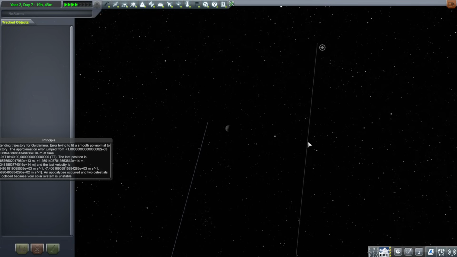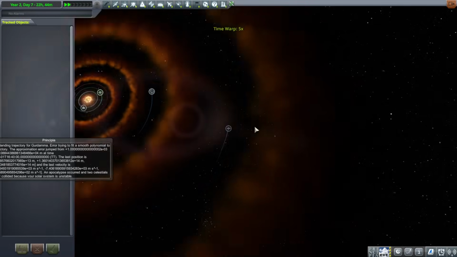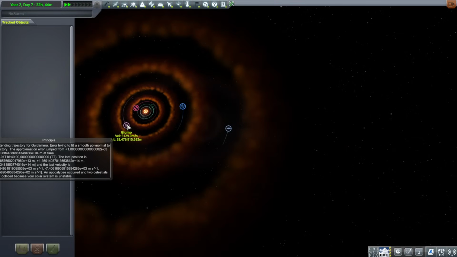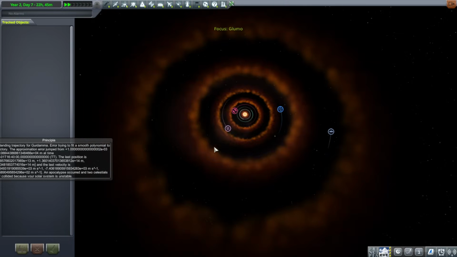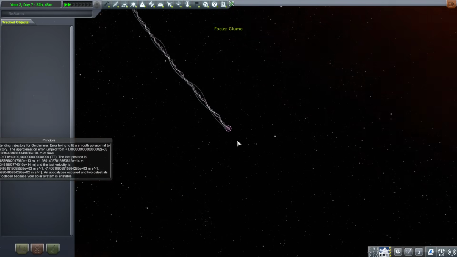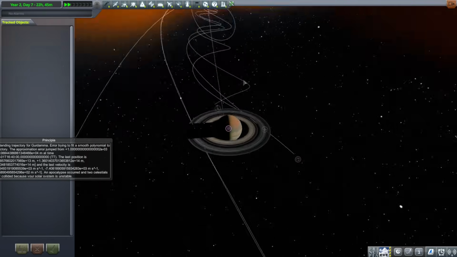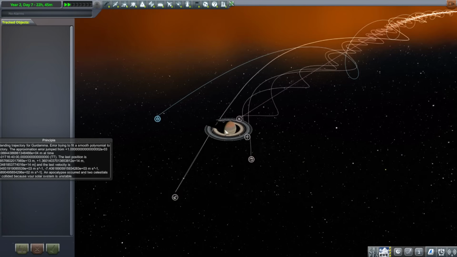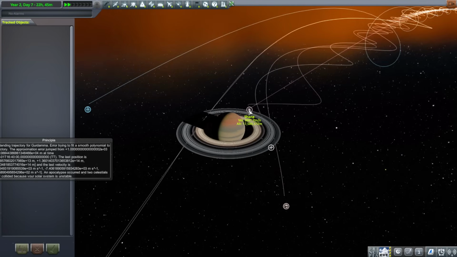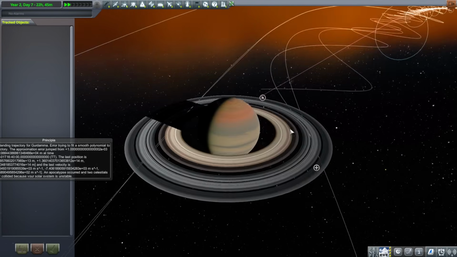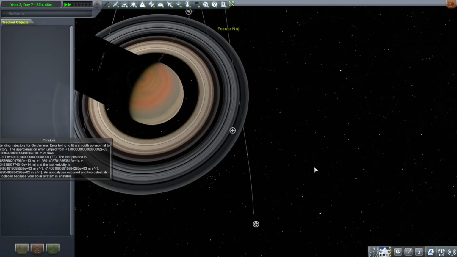Glumo has five moons, but then one of its moons has another moon. So let's check that out, because that's an interesting situation and probably doomed, but that's the general idea. Glumo. Okay, so what do we have here? We have Glumo, we have Shana. Nodge was the one that was closest. Nodge is still here.